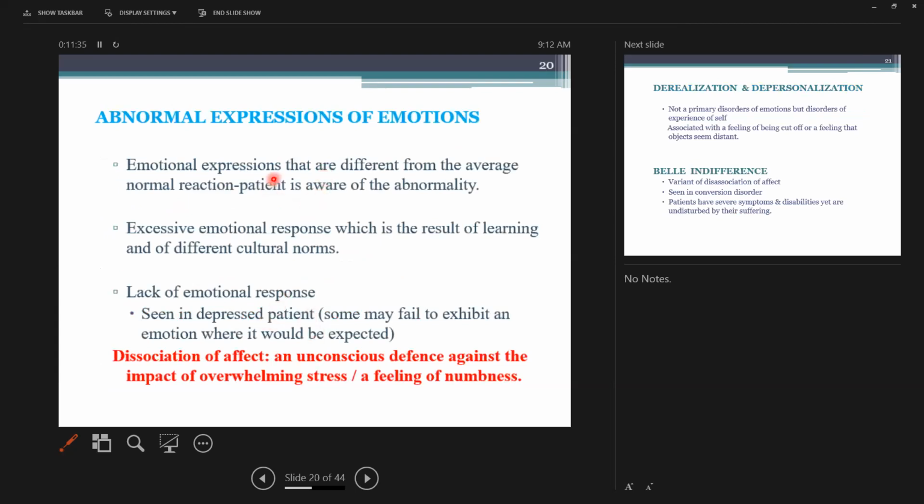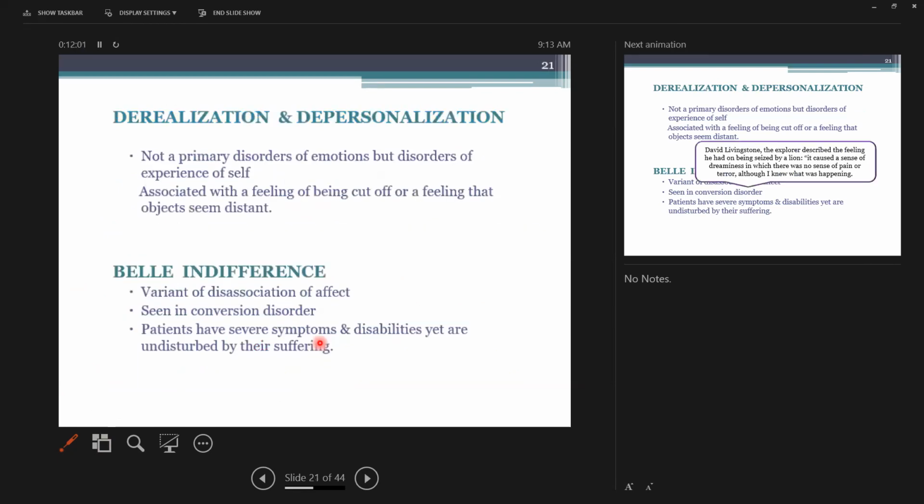Abnormal expressions are the expressions which are different from the normal, but the patient is aware of the abnormality. In this, the most important thing is dissociation of affect, which is seen in depressed patients. When some patients fail to exhibit an emotion where it would be expected, it is known as dissociation of affect. It is an unconscious defense against the impact of overwhelming stress or a feeling of numbness.